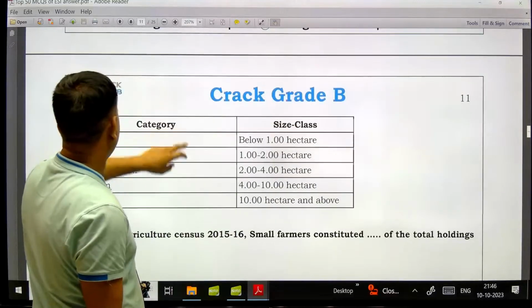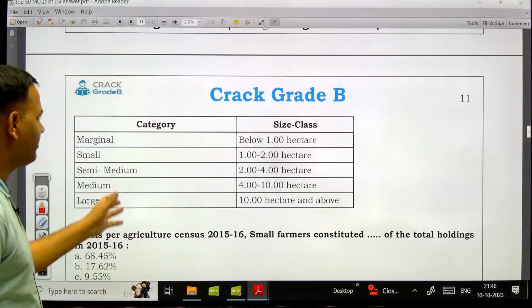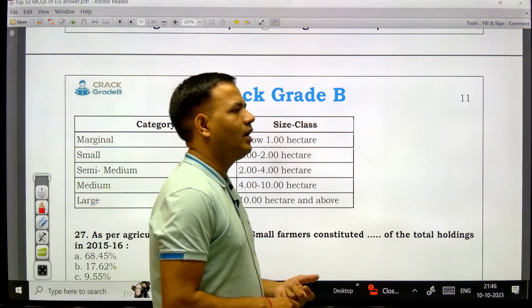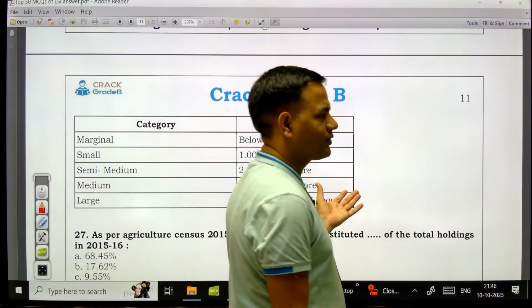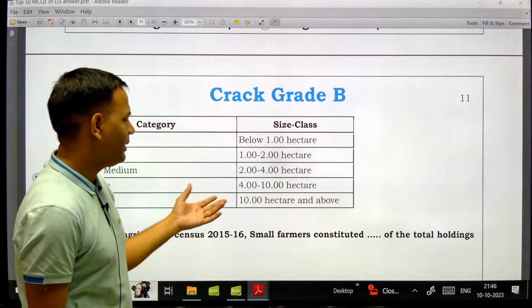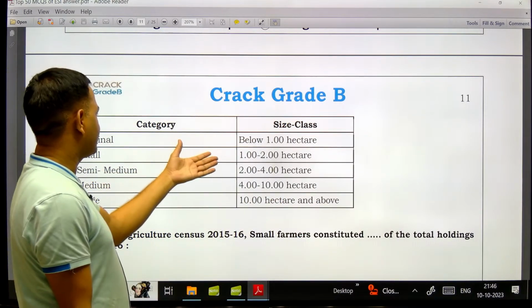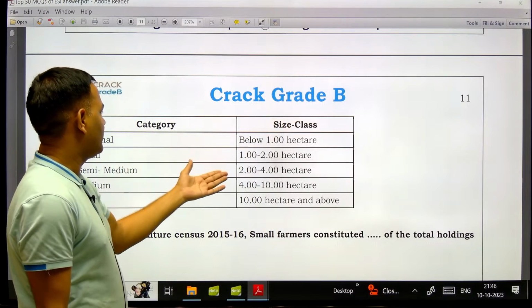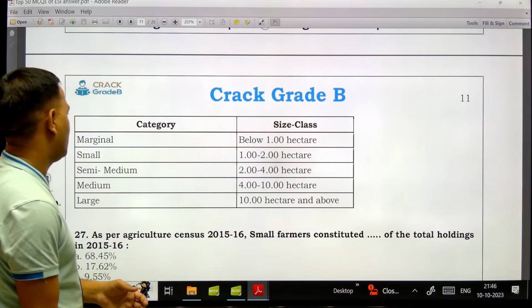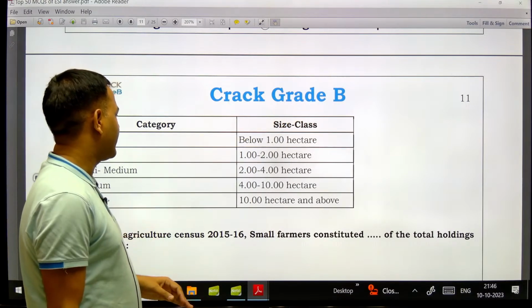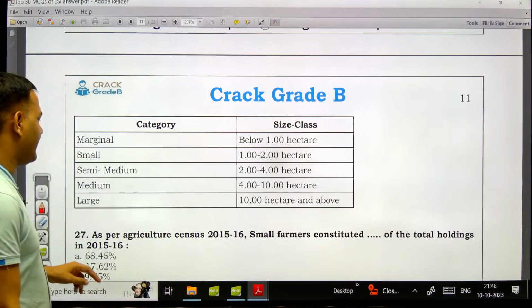So all these categories you must know as per the agriculture census. These are 5 categories. Always one question they are asking from these categories. So these are important. It is easy also. Marginal is below 1 hectare, small 1 to 2, semi-medium 2 to 4, medium 4 to 10 hectares, and large 10 hectares and above.